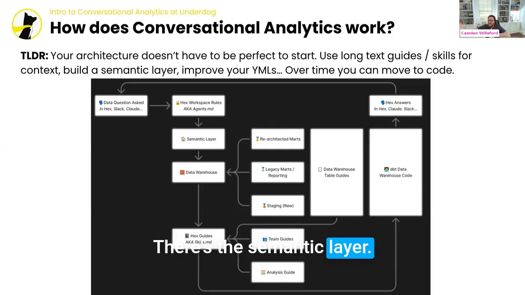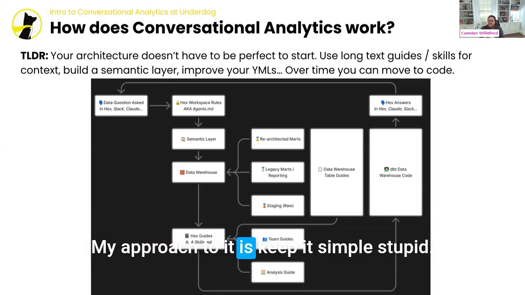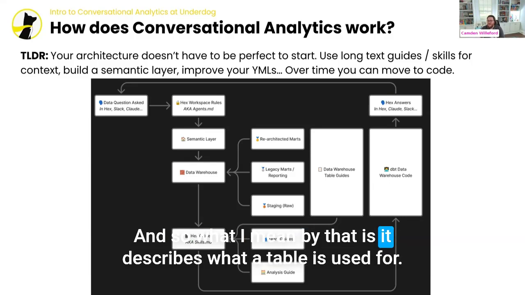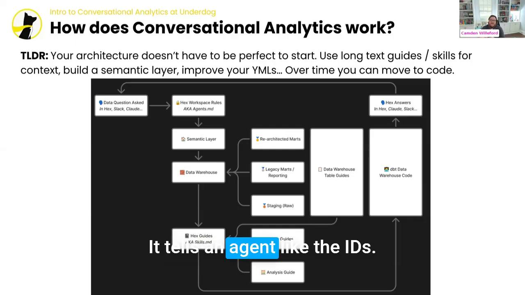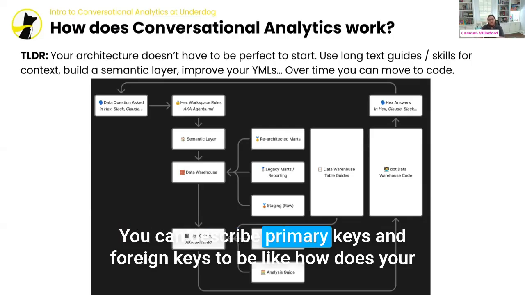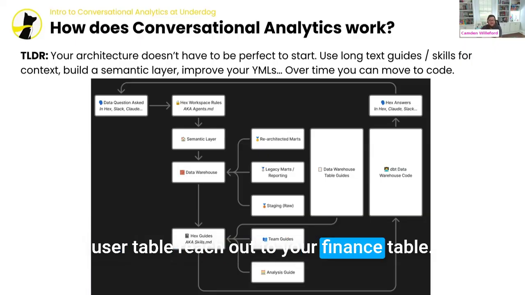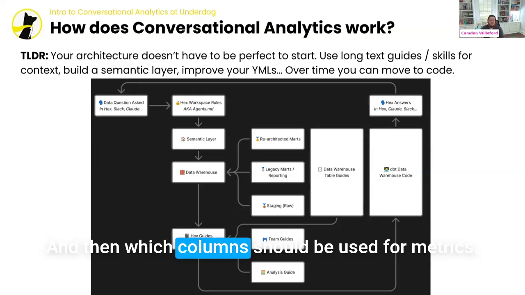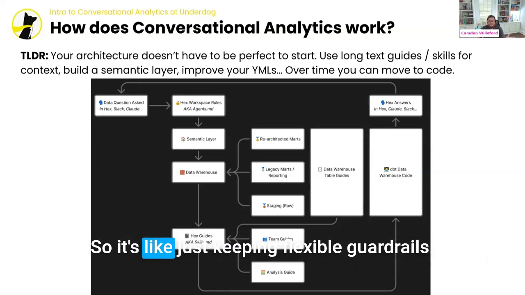There's the semantic layer. My approach to it is keep it simple, stupid. We use it for augmenting our warehouses, not carrying a bunch of load. And so what I mean by that is it describes what a table is used for. It tells an agent the IDs, you can describe primary keys and foreign keys to say how does your user table reach out to your finance table? That's what's important for the agent. And then which columns should be used for metrics. So it's just keeping flexible guardrails.